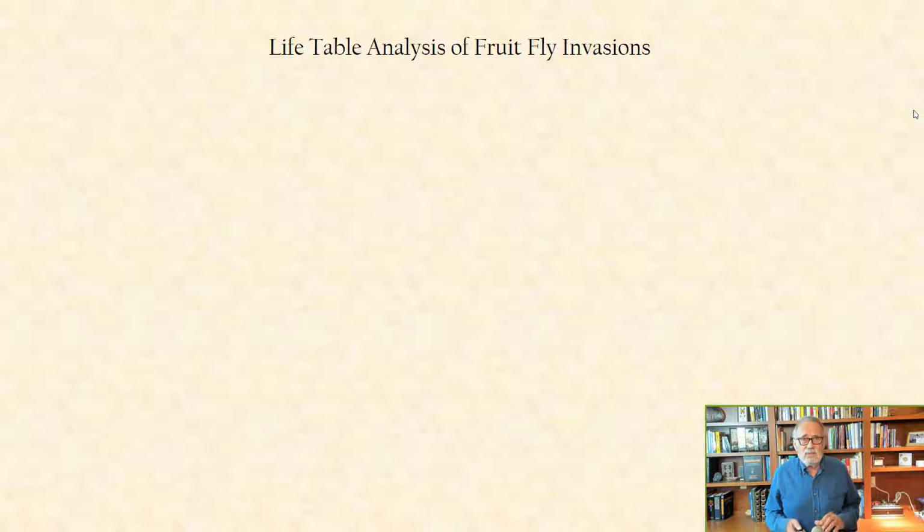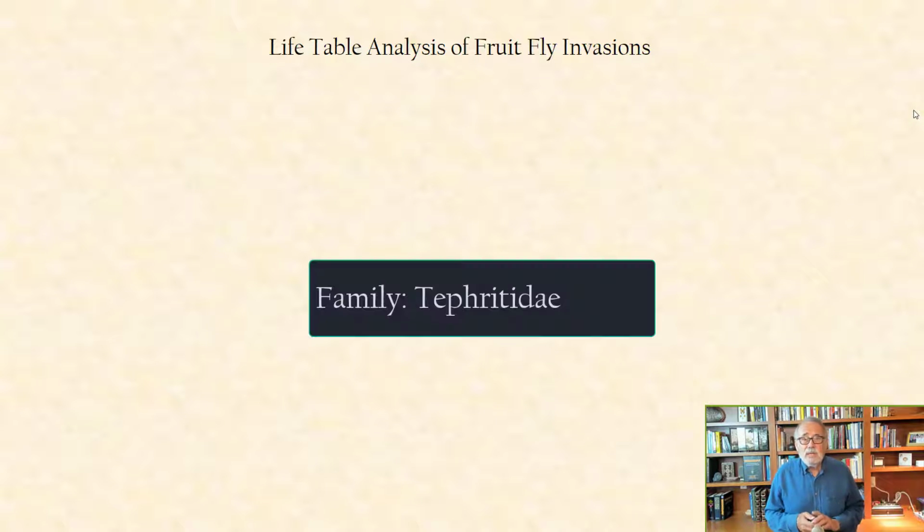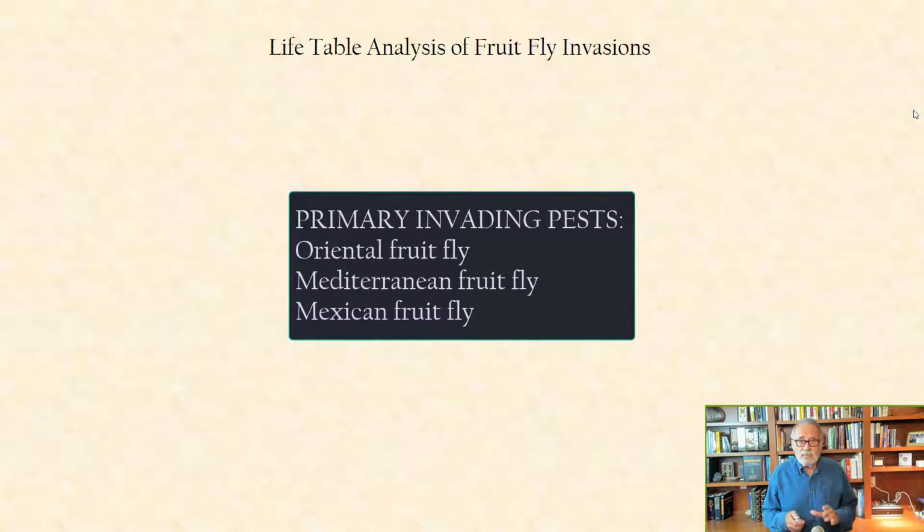In this module, I show how to bring life table methods and concepts to bear on the data from the fruit fly invasion of California that started in the middle of the 20th century and continues into the 21st century. In the mid-20th century, California began experiencing outbreaks of a number of exotic fruit fly species that are some of the most noxious agricultural pests in the world. These species are in the dipteran family Tephritidae, including the oriental fruit fly and two species discussed earlier in this chapter, the Mediterranean fruit fly and the Mexican fruit fly.